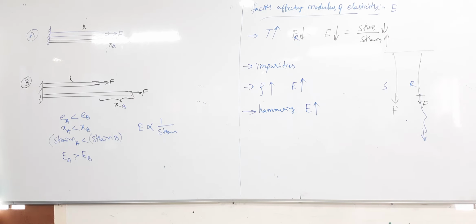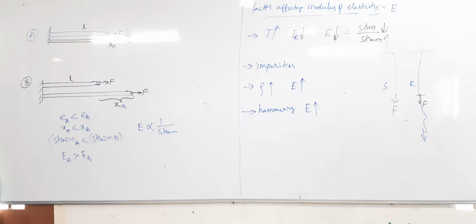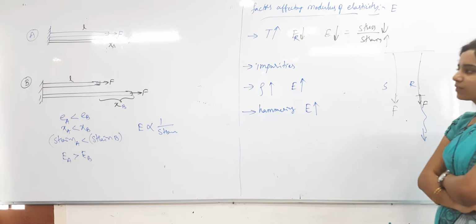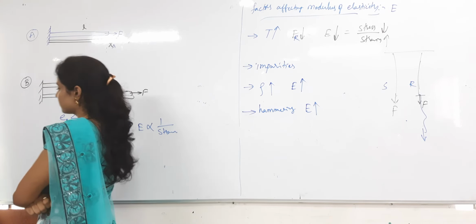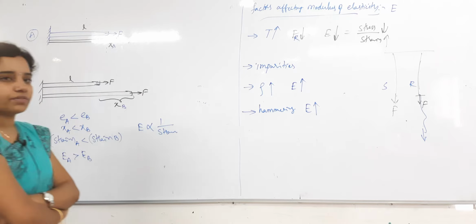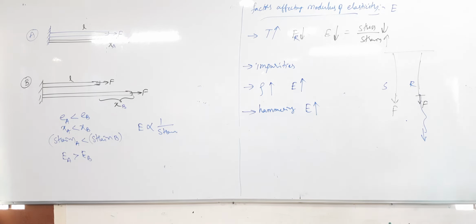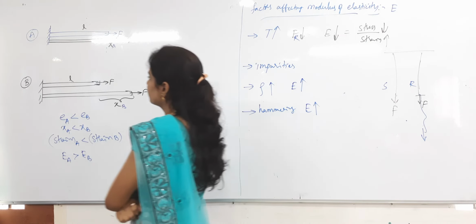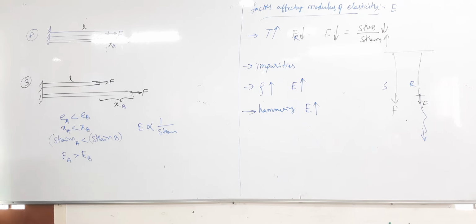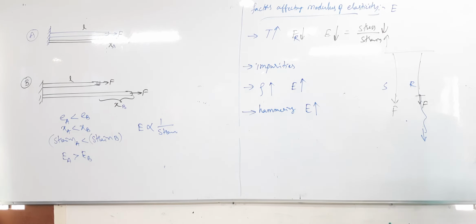That is a problem. Two wires of the same length and different materials are given the same load, and the elongation of wire A is less as compared to the elongation of B. Then find which is more elastic.